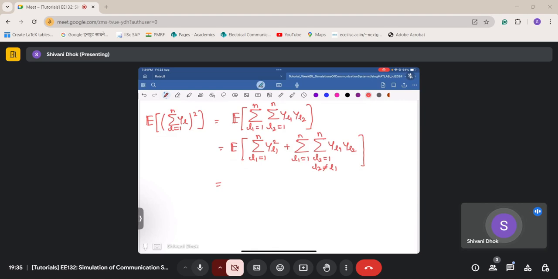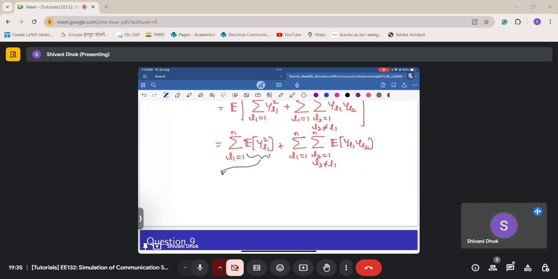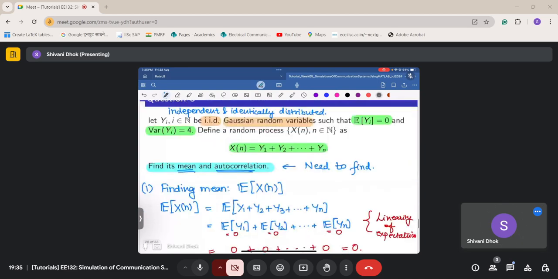Now again I can apply linearity of expectations, and then I'll have summation l1 equal to 1 to n expectation of y of l1 square plus summation l1 equal to 1 to n summation l2 equal to 1 to n, l2 not equal to l1, expectation of yl1 yl2. Now let us look at this term. This term is basically the second moment, and we can write it as variance of yl1 plus mean of yl1 square, and this comes out to be equal to, so this variance is equal to 4. It is given to us.